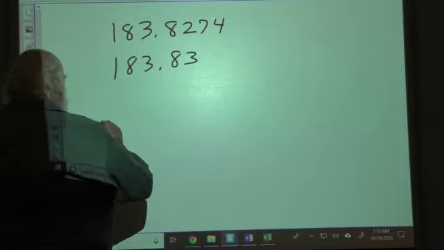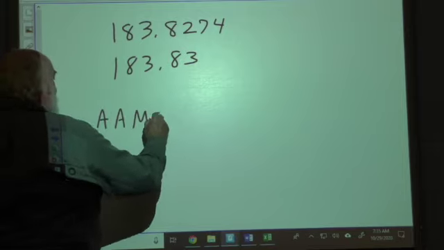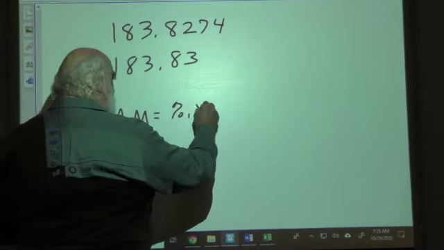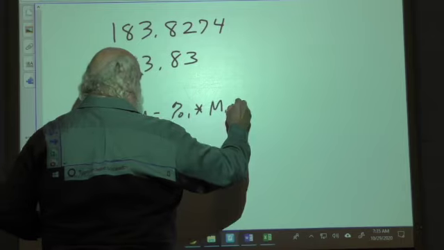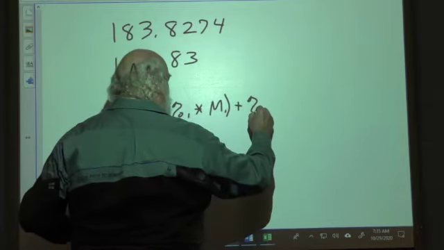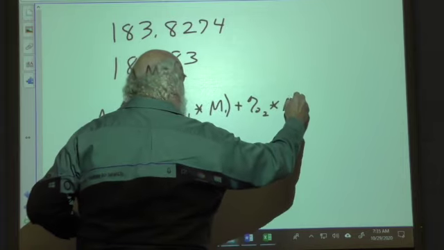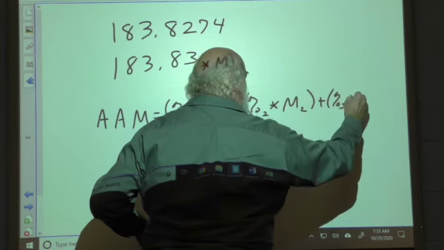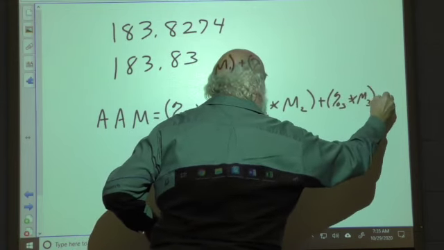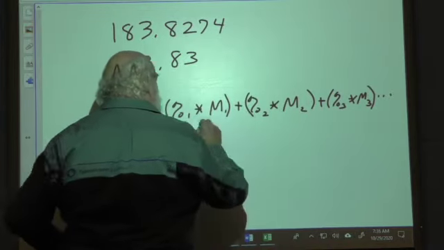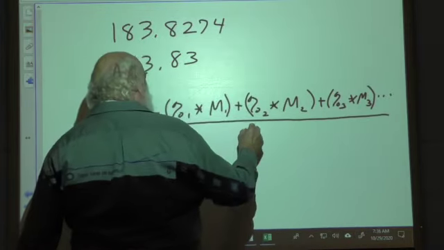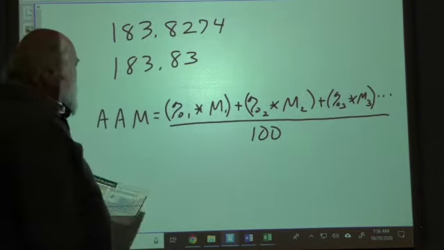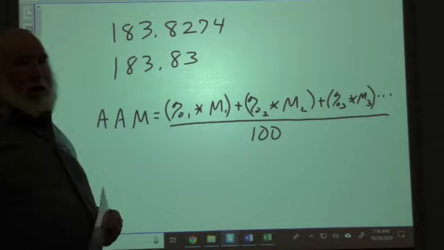the average atomic mass, which we abbreviate as AAM, is equal to percent of 1 times the mass of 1 plus percent of 2 times the mass of 2 plus percent of 3 times the mass of 3, and if there's more, we just keep doing that, divided by the total number of atoms, which we are assuming here to be 100 atoms. So we divide that out. This will give us our average atomic mass. Now that's one way of doing this.